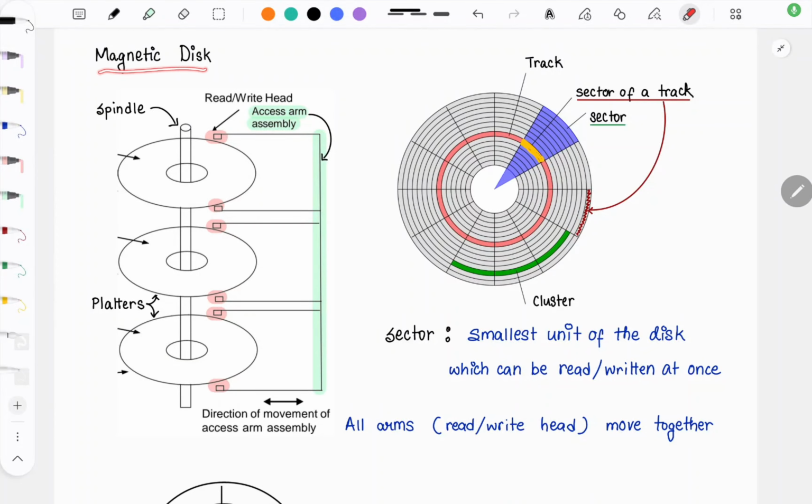Okay, so this is a magnetic disc, how it looks. These are the platters, the main functioning disc which moves around this spindle. This is a rod around which the platter moves. These are the hands which read or write the data.